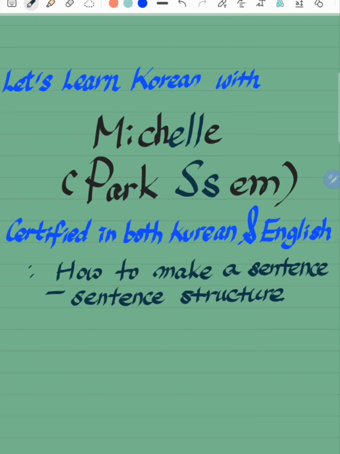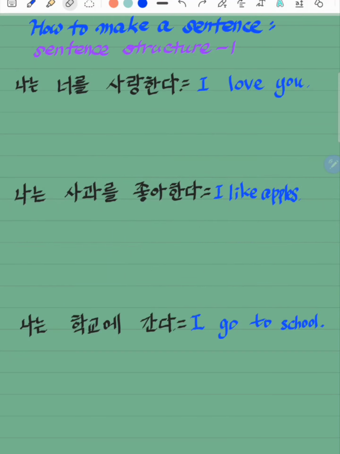Today, I'm going to explain how to make a sentence, focusing on sentence structure. Today, I'm going to explain basic Korean grammar rules that you need to know. All right, I brought 3 sentences. Here, first of all, let's do number 1 first. Can you read it, guys?